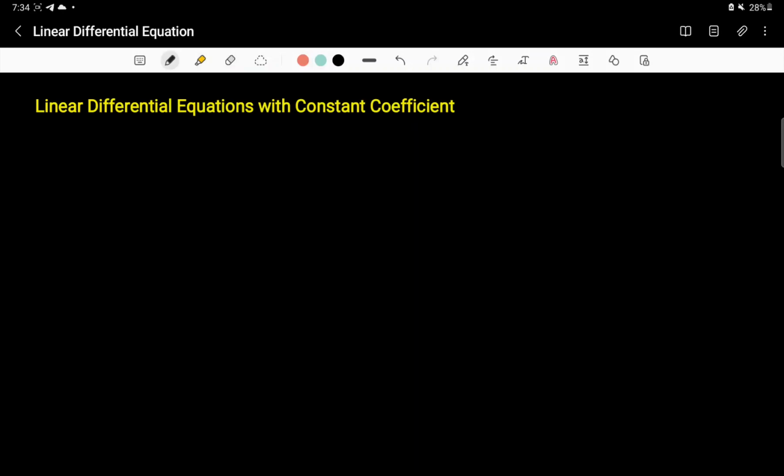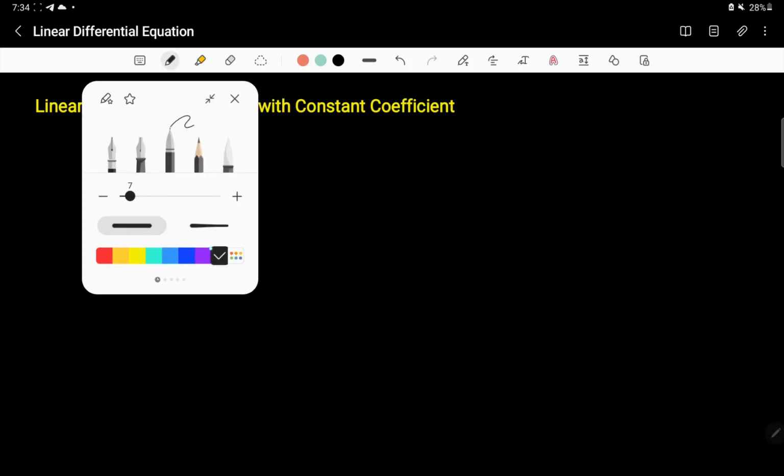Good morning, students. In today's lecture, we are going to discuss the solution of linear differential equations with constant coefficients. So here we will consider one example for the solution of such kind of equations.